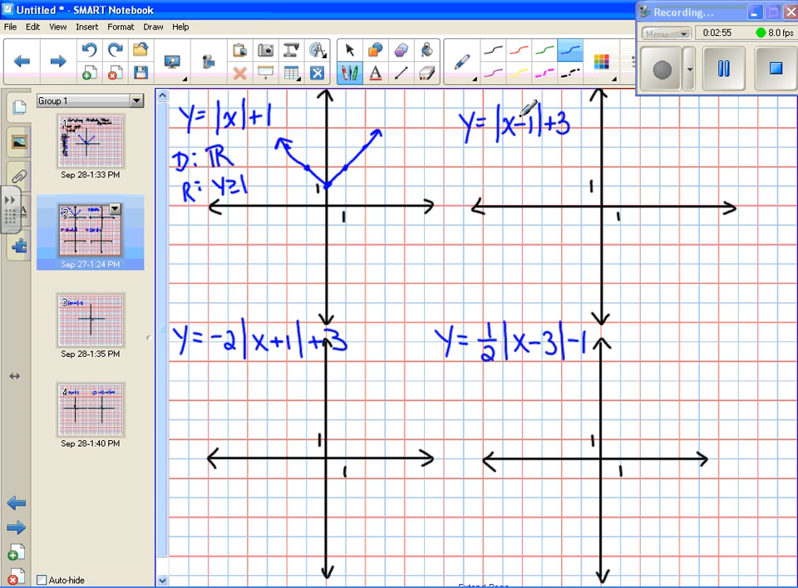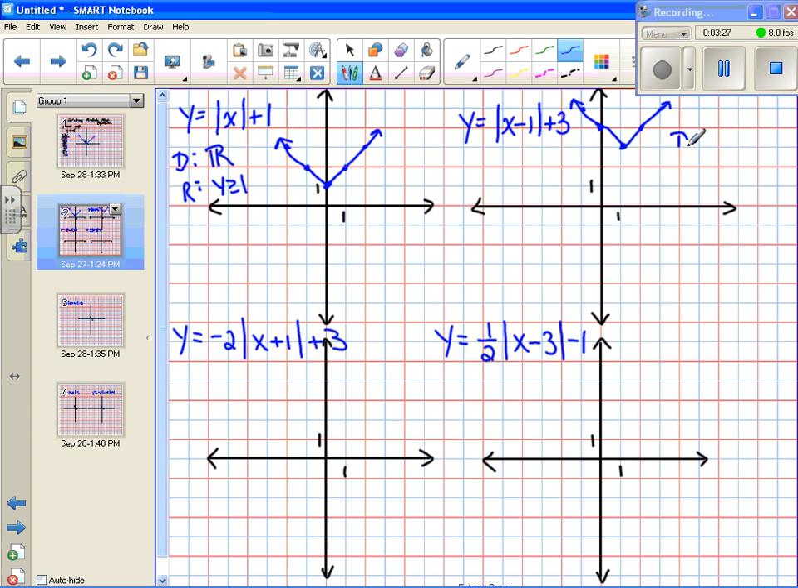It always shifts to the opposite direction when you're inside the absolute value. So it's going to shift 1 to the right, and this is going to make it go up 3. So 1 to the right and up 3 is where my vertex will be. There's no stretch in front, there's no number out front, so it's going to go up 1 over 1, just like the parent graph. So we have this graph.